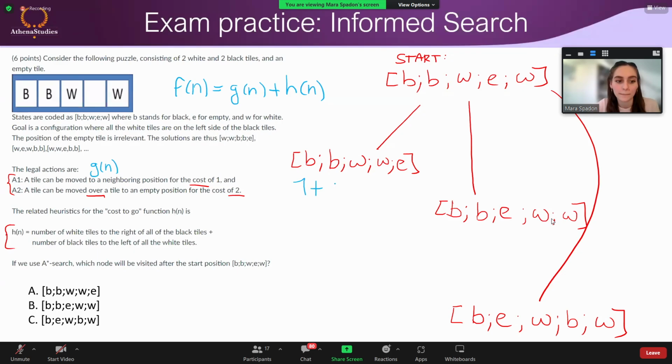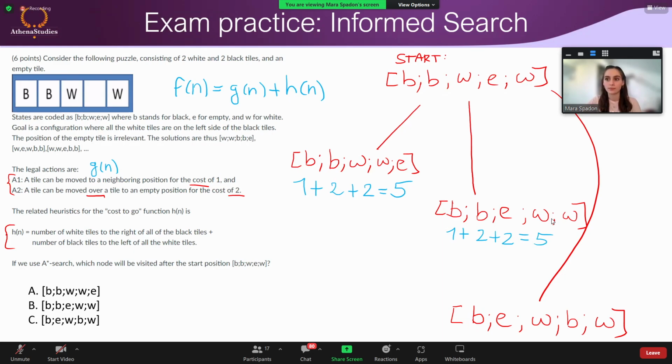White tiles. Right. 2 plus 2. Yes, great, exactly. So that is our value for the first one. We have a cost of 1 for the action and the cost of 2 plus 2 for our H value. So if you would do the same for the second one, what do we get? It's also 1 plus 2 plus 2. Yes, perfect. So that's also 5. And for our last one?